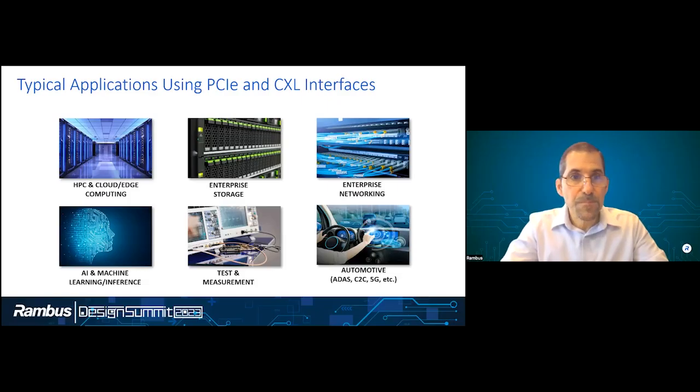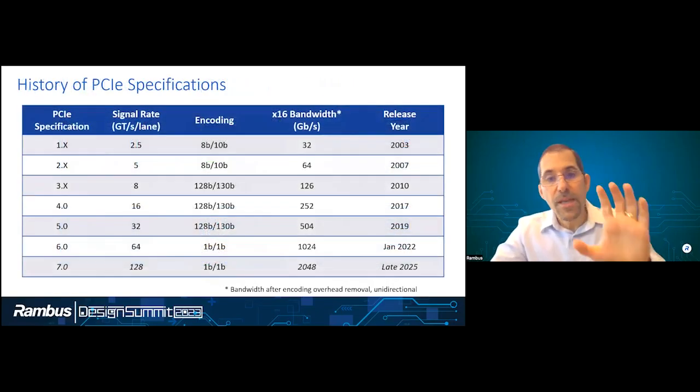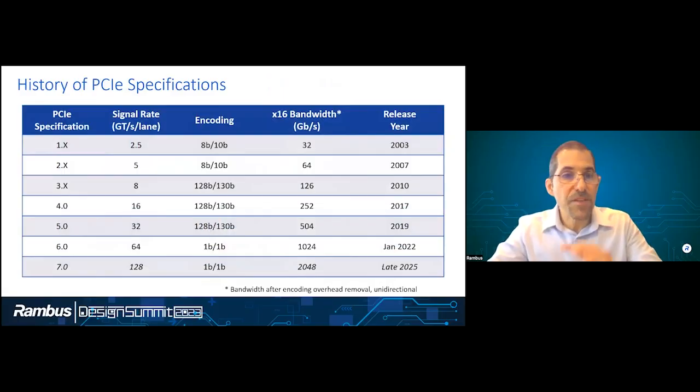Real quickly, I'm not going to spend too much time on this, but I want to talk about the transitions between generations. Today, we're talking about PCI Express 6, which you see in the second row from the bottom, 64 gigatransfers, and the release date was roughly January 2022. PCI Express Gen 7 is going to double from 64 gigatransfers per lane to 128. And the anticipated date of the spec release is late 2025.